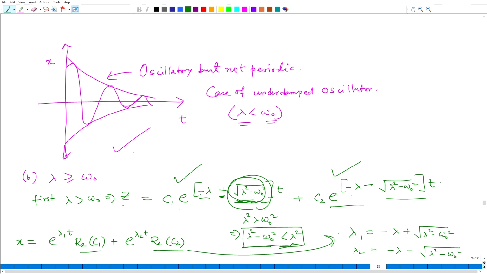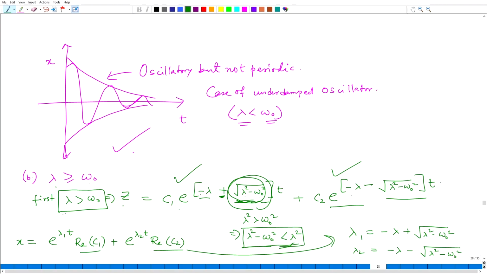So, you see that in this second case where lambda is greater than omega 0, that means the damping coefficient actually dominates over the natural frequency, then the system does not have any type of oscillatory motion. The displacement simply decreases exponentially with time.